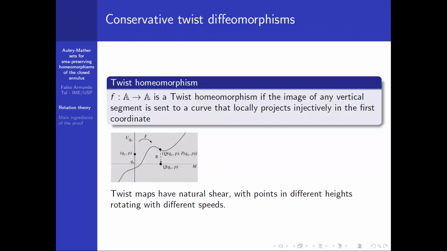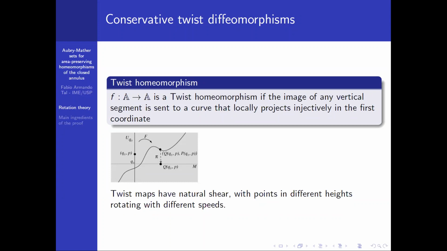And then the other very classical case nowadays is the case of twist homeomorphisms. Just to say what a twist homeo is, it's a homeo of the annulus where you take any vertical segment and the image of this segment is some slanted curve. So points in a vertical segment at different heights are moved to different horizontal positions, so they project locally as graphs in the first coordinate. Twist maps have natural shear, and they appear very naturally in different contexts like billiards and other situations.